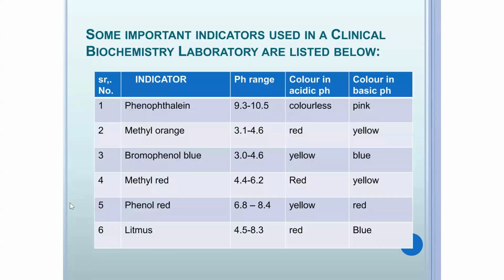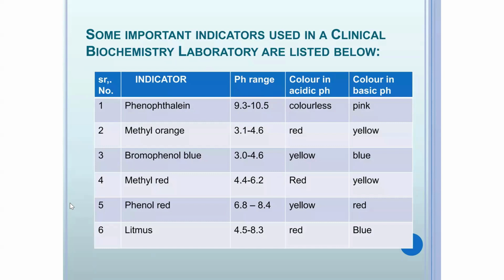Then we have some important indicators used in a clinical biochemistry laboratory, which are listed here. Indicators are generally materials that are used to detect whether a substance is an acid or a base. Examples of these indicators and the pH range are depicted here in the picture.